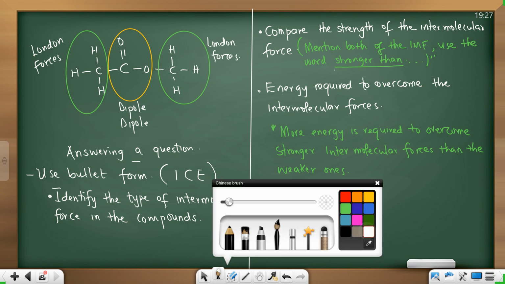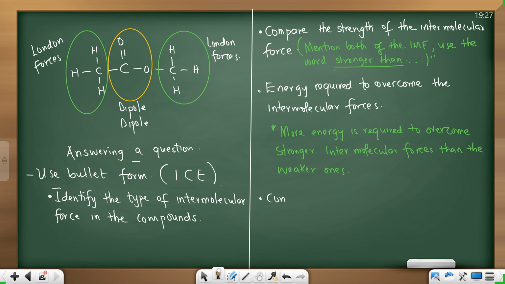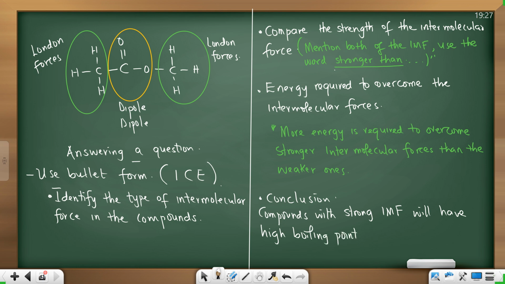And finally, you can make your conclusion. That compounds with strong intermolecular forces will have a high boiling point and low vapor pressure. You conclude. You have all your marks. 1, 2, 3, 4. Done.